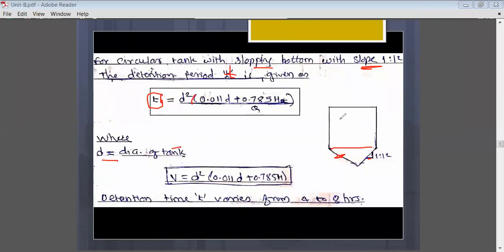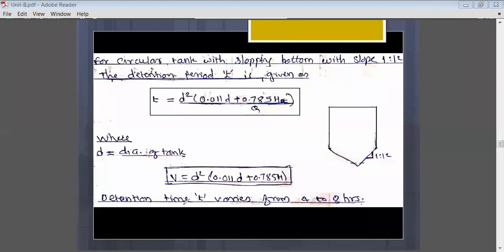So this d is the diameter of the tank. The numerator part, excluding this Q, is not velocity, it is the volume of flow. So this volume upon discharge is nothing but T. The whole numerator is the volume, represented by d square into 0.011 d plus 0.785 dH.